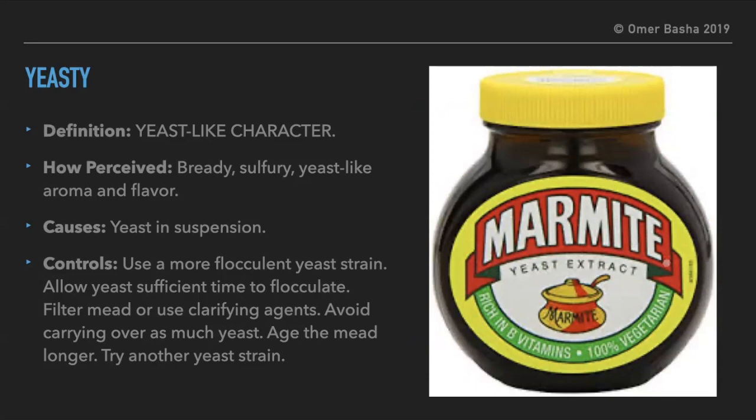To control, use a more flocculent yeast strain, allow the yeast sufficient time to flocculate, filter the mead or use clarifying agents, avoid carrying over too much yeast in the rackings, age the mead longer, and try a different yeast strain.